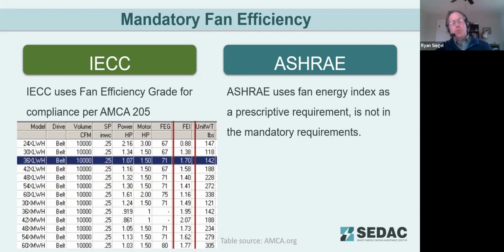Here we're looking at one table of the fan efficiency grades. Several of these may have the fan efficiency grade of 71, but we see there's a dramatic difference based on what belts you're using, what model, what size motor. A grade of 71 could have a fan energy index of 1.7. Some of these are 1.4s. Quite a dramatic difference. So understanding that there is a difference, when you're specifying your unit, understand what you're looking for to make sure that you are meeting that requirement.